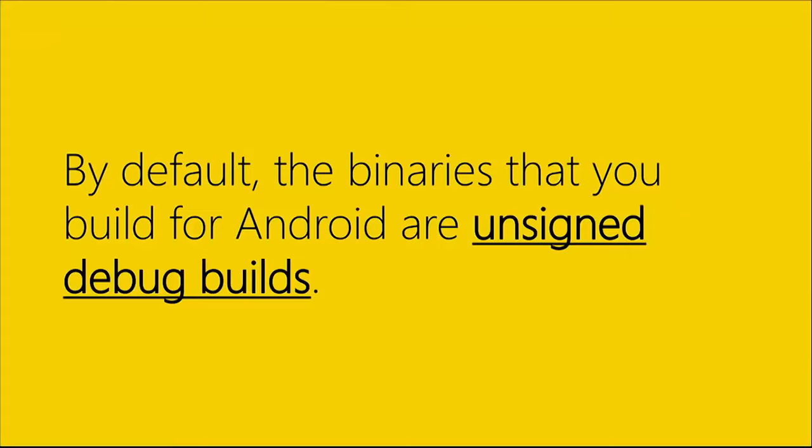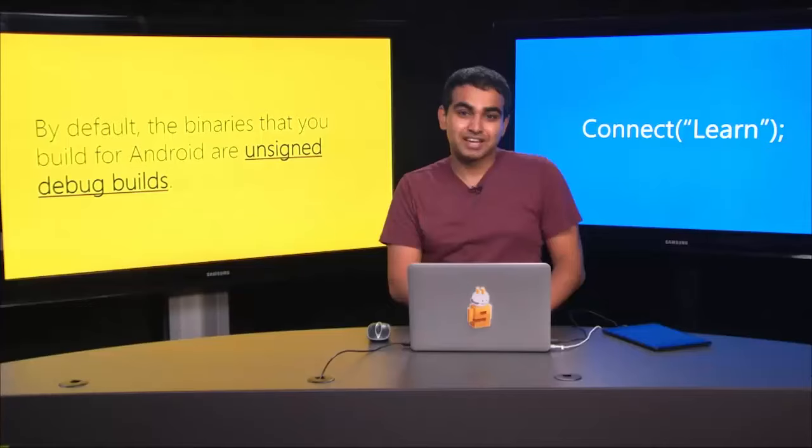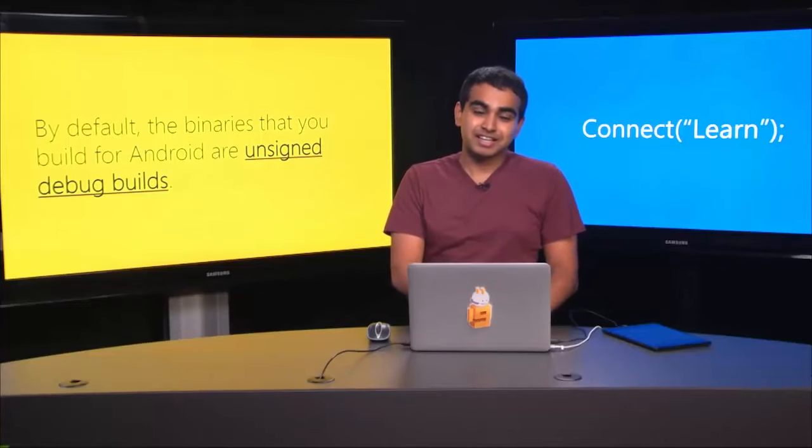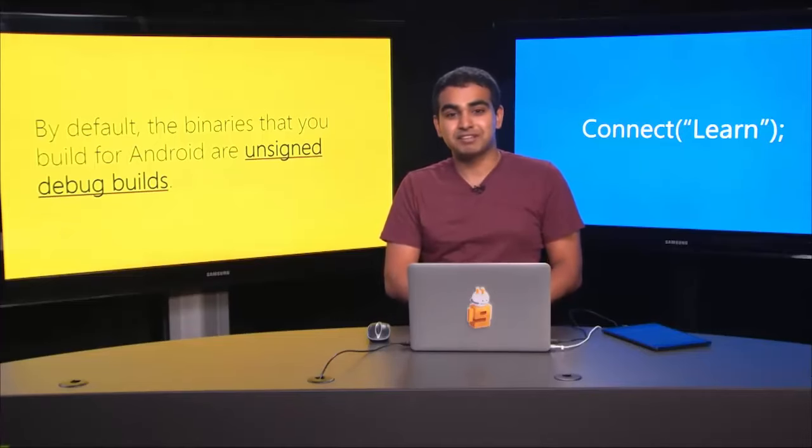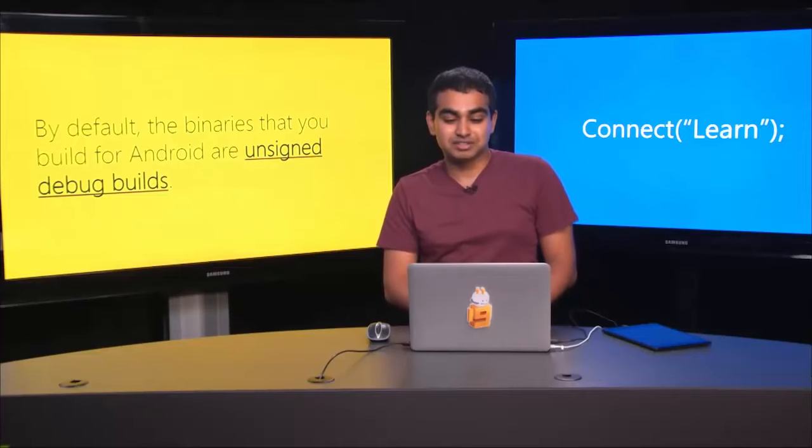In part of explaining this, I'm going to be throwing some words at you which may seem a little bizarre, a little arcane. So let me explain what they mean. By default, the binaries that you build for Android are what are known as unsigned debug builds. They're unsigned in that the validity of who built them isn't verified. They're also debug in that there's metadata and content in these files that allows you to optimize for debugging your application and doing things that an end user might not want to do.